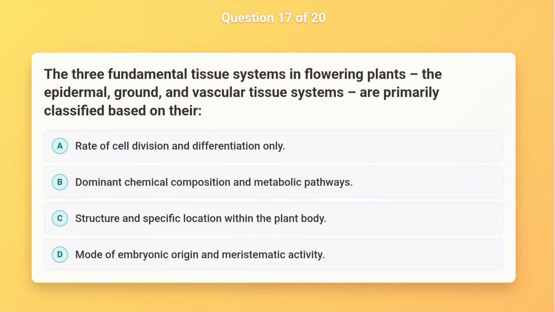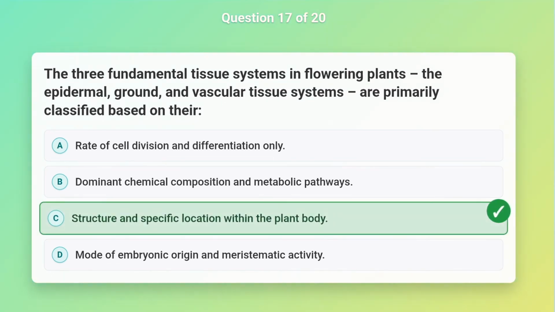The three fundamental tissue systems in flowering plants, the epidermal, ground, and vascular tissue systems, are primarily classified based on their structure and specific location within the plant body.